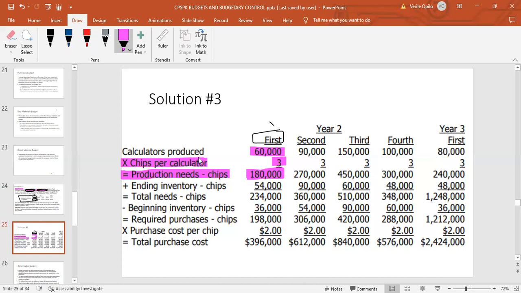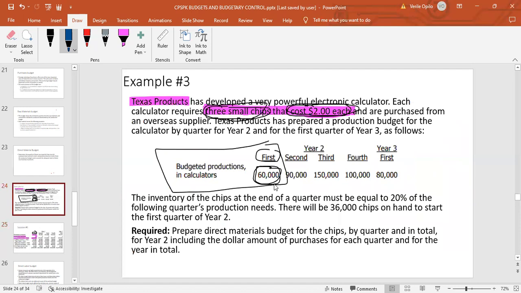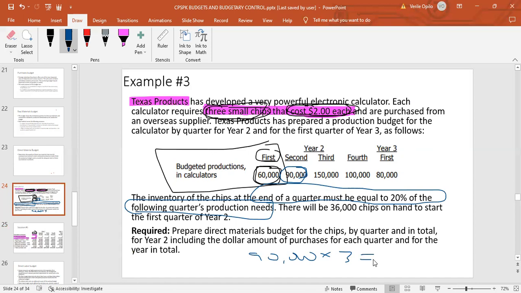So now that we require 180,000 chips, we also need to consider how many chips we should buy and how much it is going to cost us. We have been given some details here. We've been told that the inventory of the chips at the end of each quarter must be equal to 20% of the following quarter's needs. In the following quarter, we are going to require 90,000 calculators, and each calculator is going to require 3 chips. So 90,000 times 3 should give us 270,000 chips.